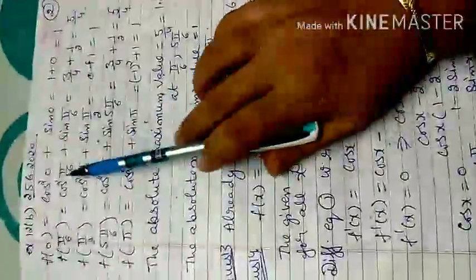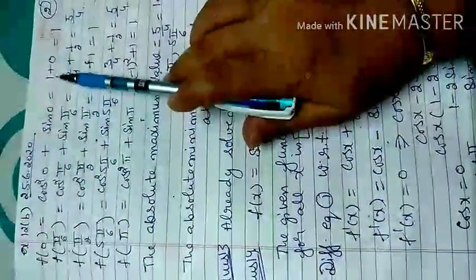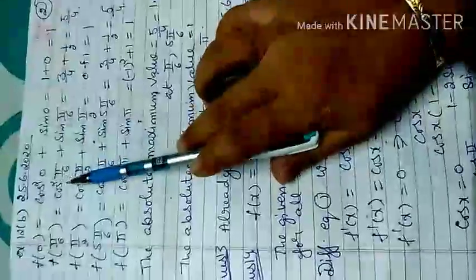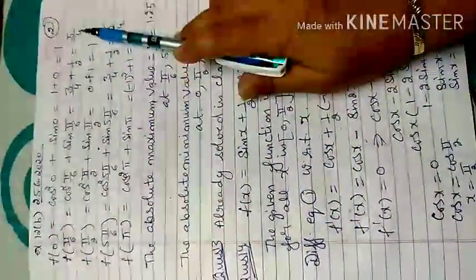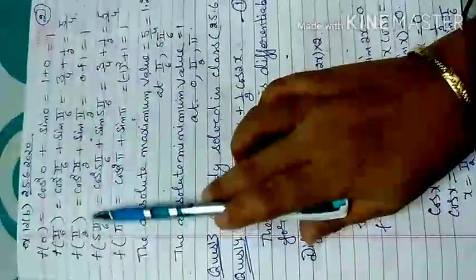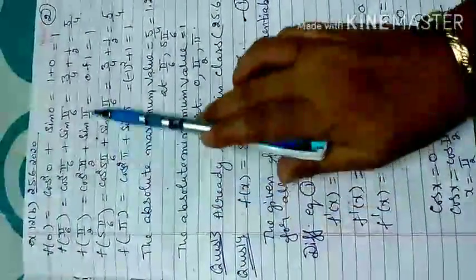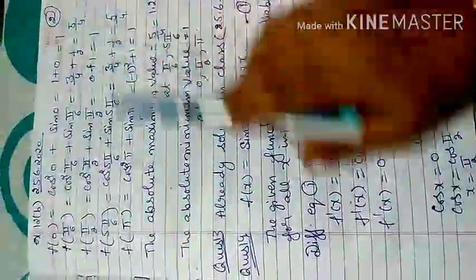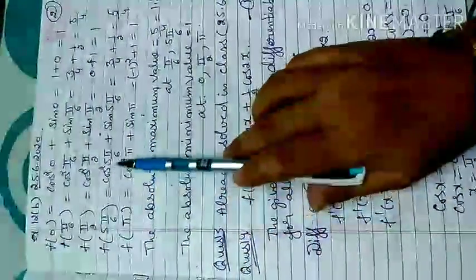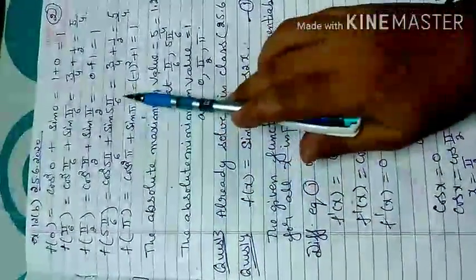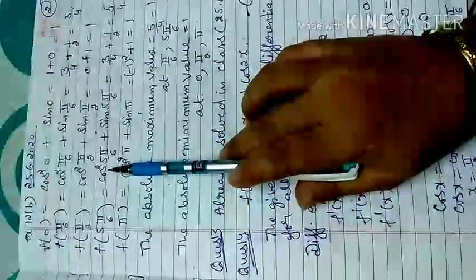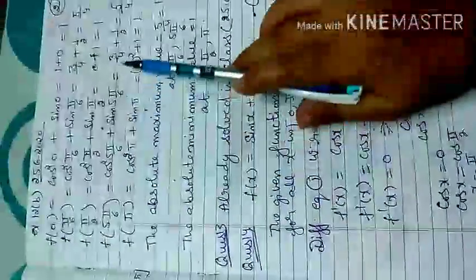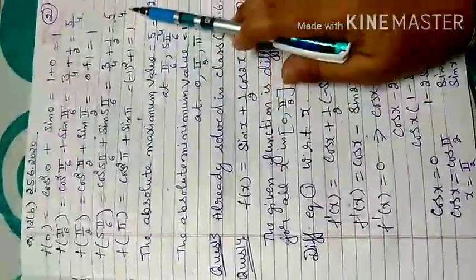When we substitute in the original equation: cos²0 + sin 0 = 1 + 0 = 1. cos²(π/6) + sin(π/6) = 3/4 + 1/2 = 5/4. f(π/2) = cos²(π/2) + sin(π/2) = 0 + 1. f(5π/6) = cos²(5π/6) + sin(5π/6), because cos(5π/6) is -√3/2 and its square is 3/4, plus 1/2, which is 5/4.